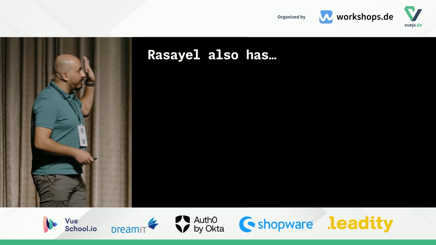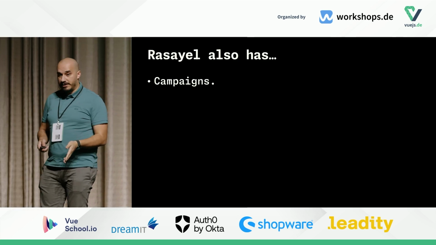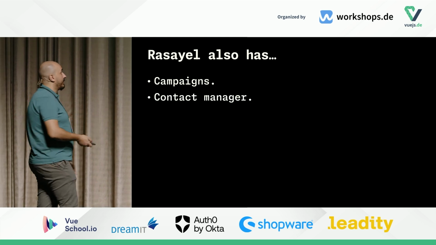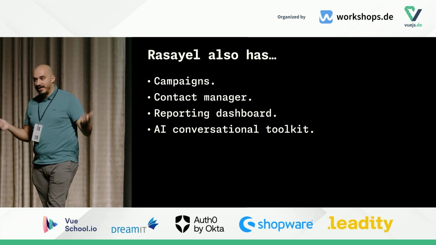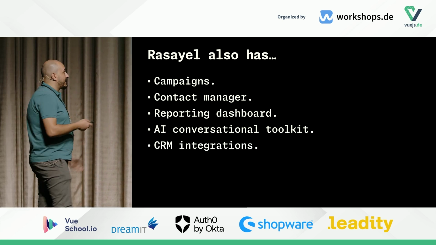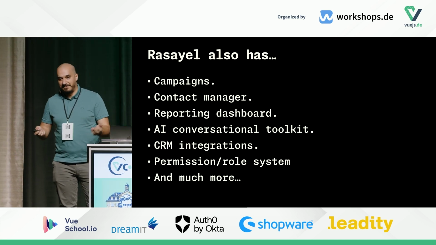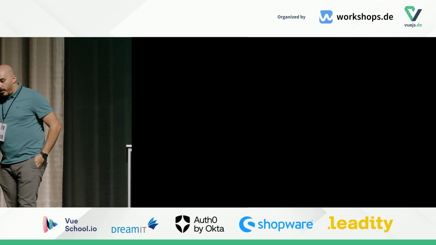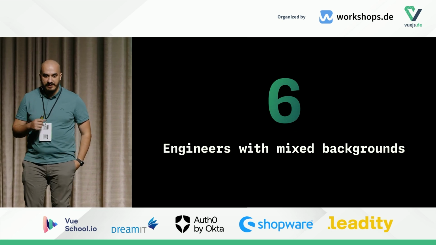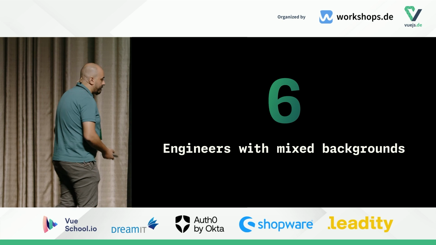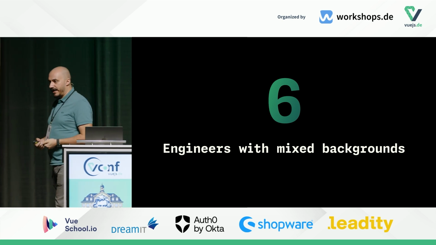And the ones that I didn't have a video for, but they are available right now, we also have campaigns, so everything in between. Contact manager, reporting dashboard, AI conversational toolkit, because everyone has AI now, right? And CRM integrations, permission role system, and much more. Again, it's a big app, right? So all of that is built with just 6 engineers, including myself. We are all from mixed backgrounds. I am with more front-end experience, the others maybe a little more back-end experience.